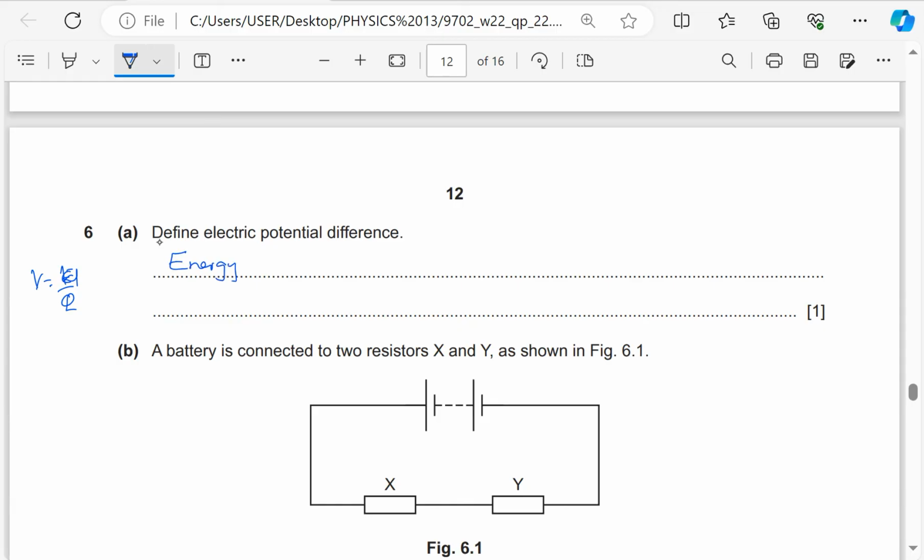Energy transferred per unit charge from electrical to other forms, that is PD. If it is EMF, it is from chemical to electrical.